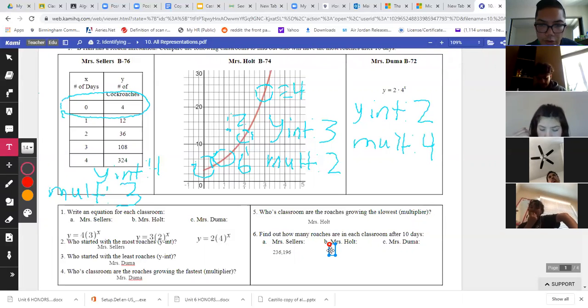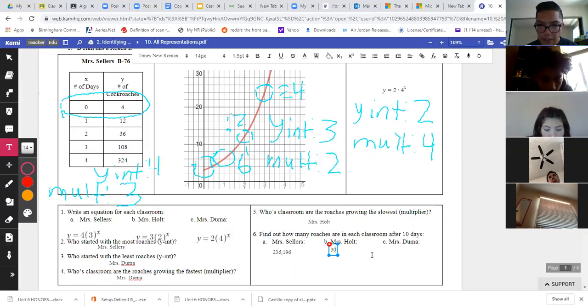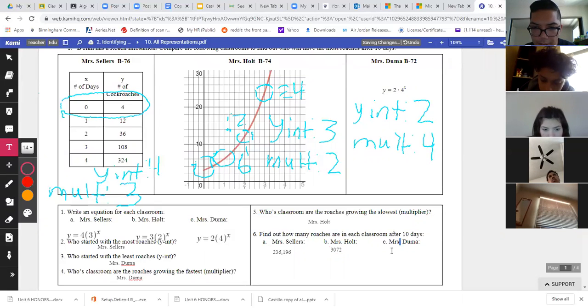Okay, so go ahead and try it for Miss Holt and for Miss Duma using those equations and plugging in 10 for x. And then I'm going to put the answers here and just double check that you get the same number that I did.